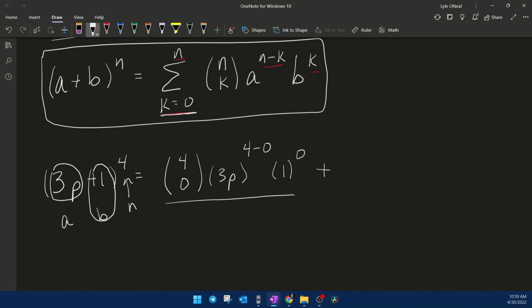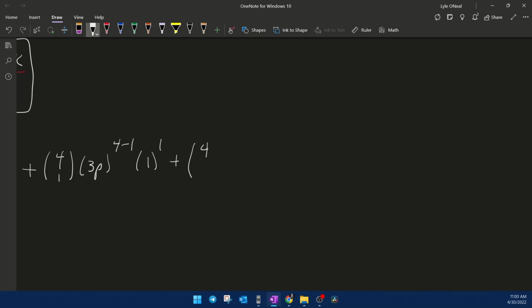And then we put a plus because it's a summation, and then k increments. Now every 0 is going to become a 1. So that's going to be 4 choose 1, 3p to the 4 minus 1, times 1 to the 1. And then you just continue the pattern until you get to n, which is 4. Next, 4 choose 2, 3p to the 4 minus 2, times 1 squared.